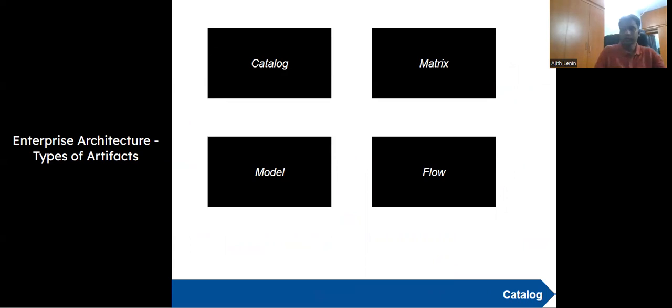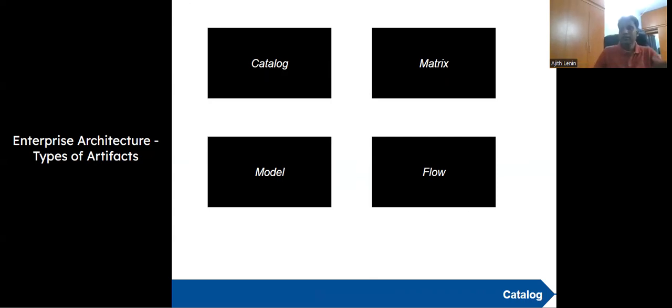So it could be a catalog. Catalog meaning a catalog of items along with the definitions, right? So components could be captured as a catalog. Components could be captured as a matrix, which basically is a mapping between multiple components, right? The relationship between the components.